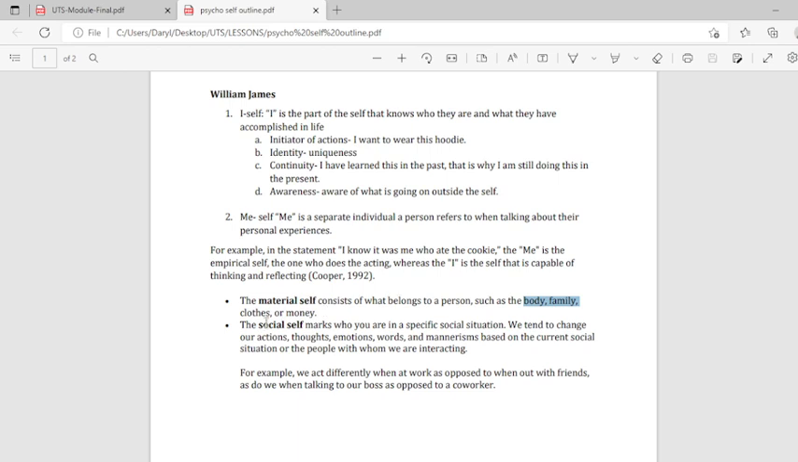Second, the social self. From the word social, this is who you are in a specific social situation. Meaning, it is always connected with social interaction. It involves other people. How does this manifest itself? We tend to change our actions, thoughts, emotions, words, and mannerisms based on the current social situation or the people with whom we are interacting.